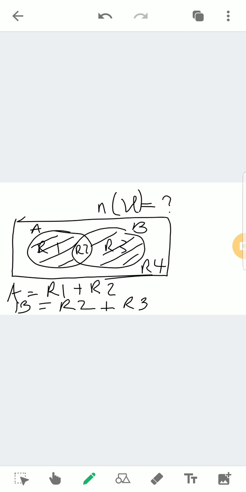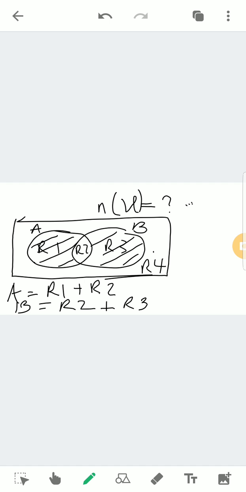So, as you can see clearly, we have two regions, this side and this side. Okay? And the whole block here is the universal set. Now, this universal set means that all the elements of set A and B, and those that fall outside, give us the total of the universal set.